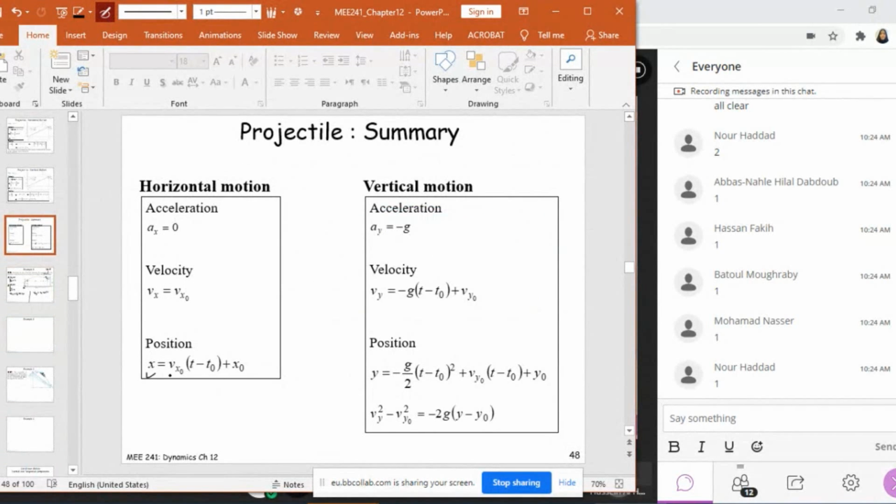What about this equation? Do I know XB? Yes. Do I know VX0? No, because I don't know the magnitude of VA. Now T0 is of course 0. Do I know T? No. Do I know X0? Yes. So I have two unknowns in this equation. What about this equation? Do I know VYB? No. T0 is equal to 0. Do I know T? No. Do I know VY0? No, because I don't know the magnitude. Right, so I have three unknowns in this equation. So this is three unknowns, and this is two unknowns. All right. What about this equation? Do I know YB? Yes. Do I know T? No. T0 is equal to 0.